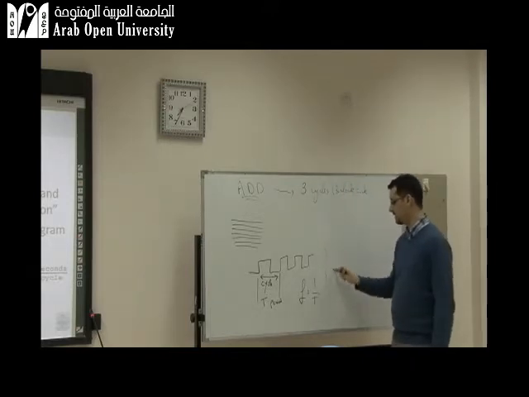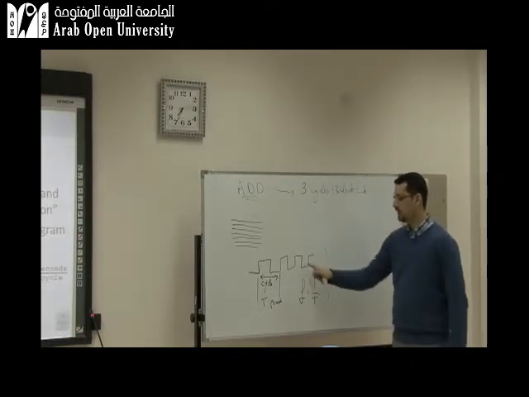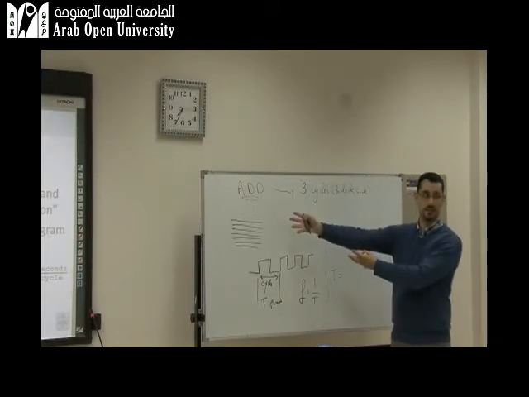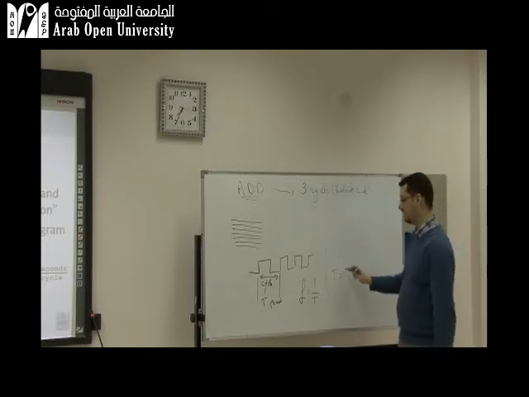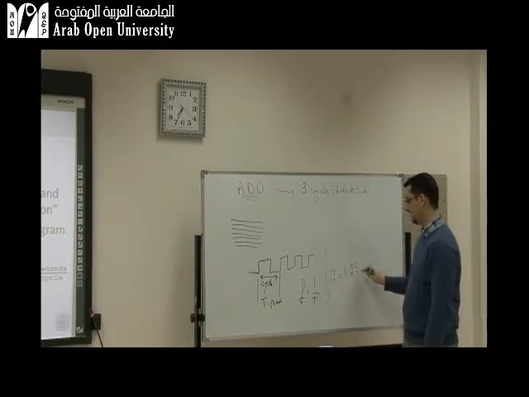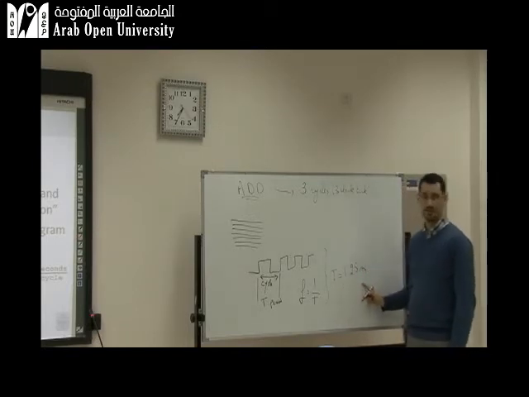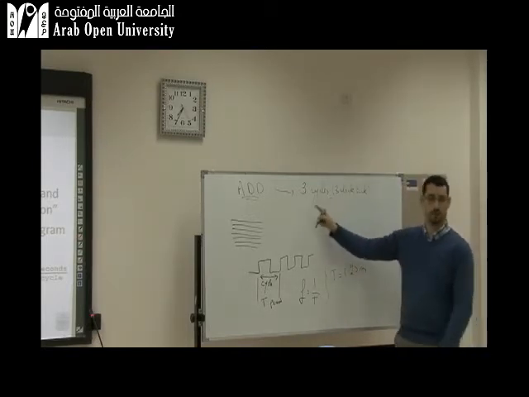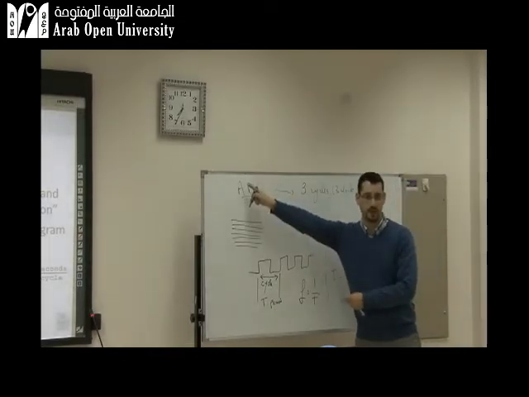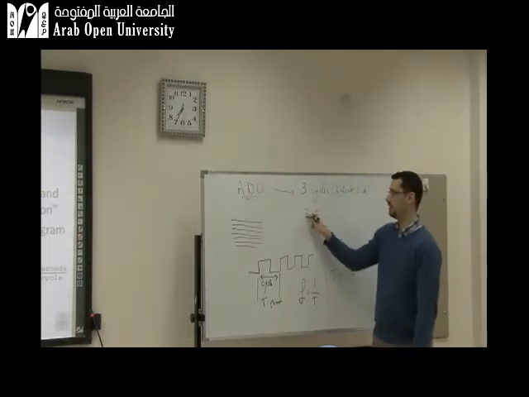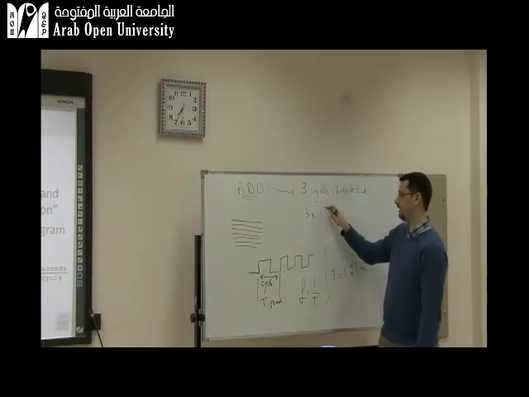And if we use a clock speed of 800 megahertz, this means that the time is 1.25 nanoseconds for only one cycle. So if we need 3 cycles to make an AND, the time needed to make an AND instruction is 3 times 1.25 nanoseconds.